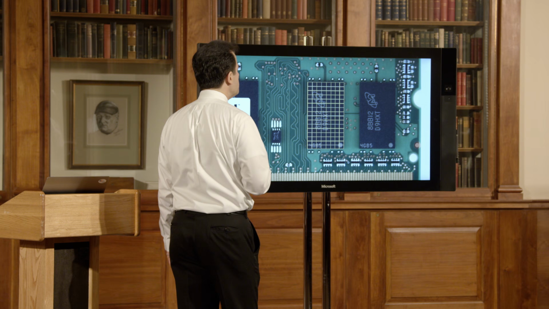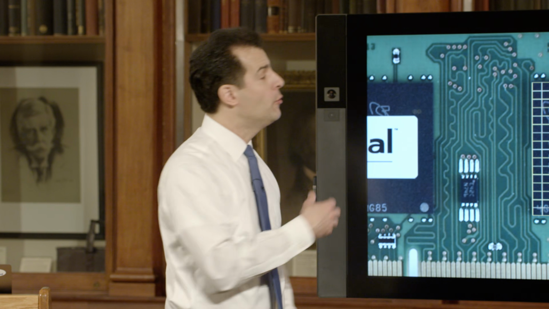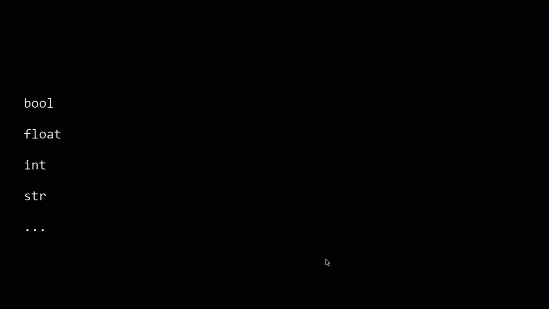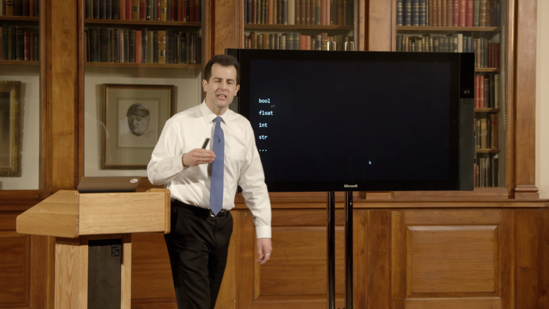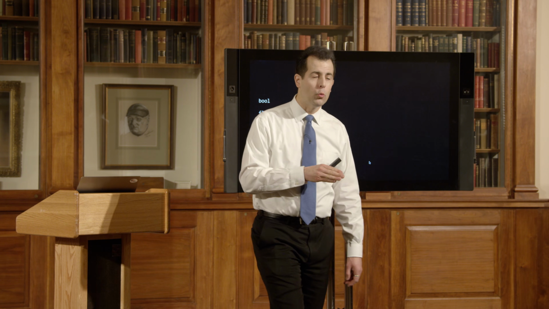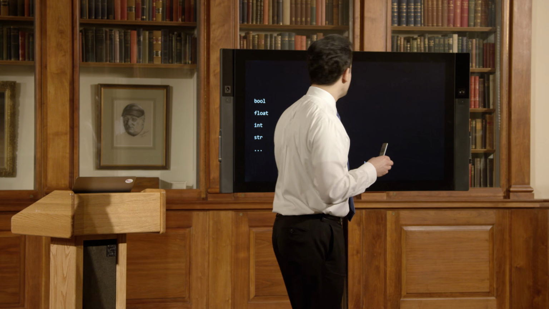Now, what can we do when we have a canvas that allows us to lay out memory in this way? We can represent any number of types. Indeed, in Python, there are all sorts of types of data. For instance, bool for a Boolean value, and float for a floating point value, a real number with a decimal, and int for an integer, and str for a string. Each of those is laid out in memory in some particular way that's conducive to accessing it efficiently.